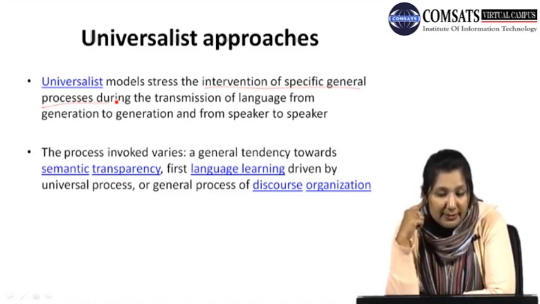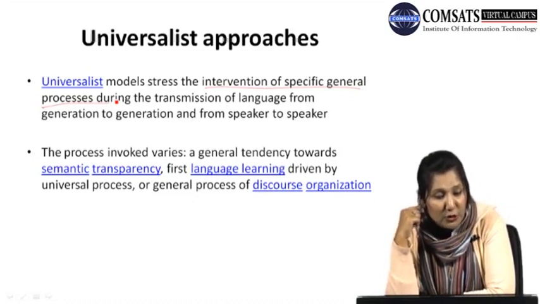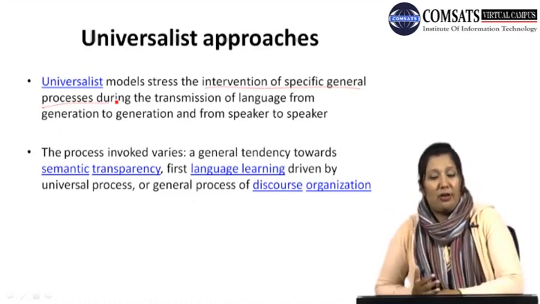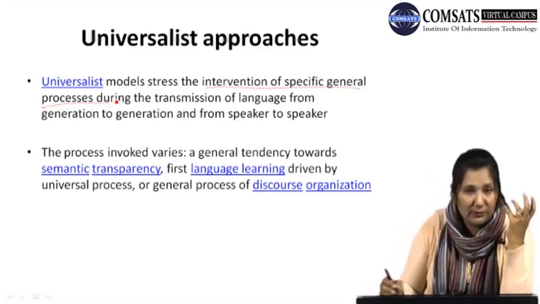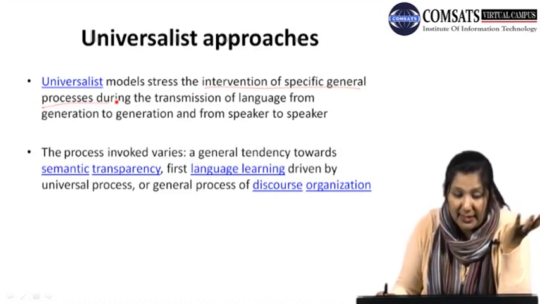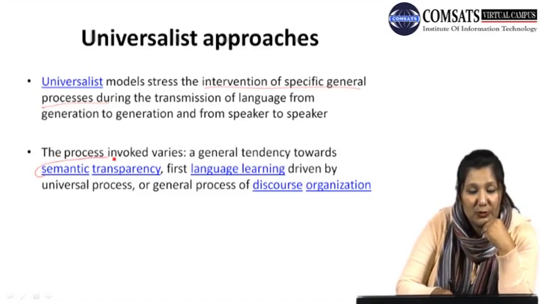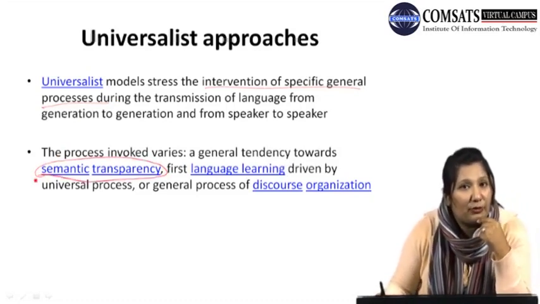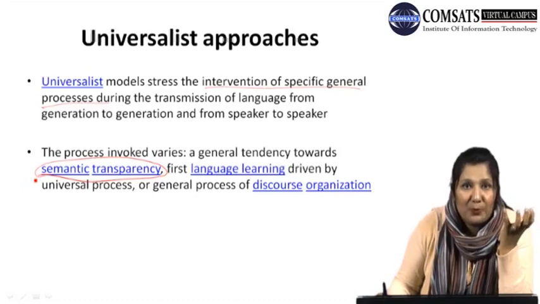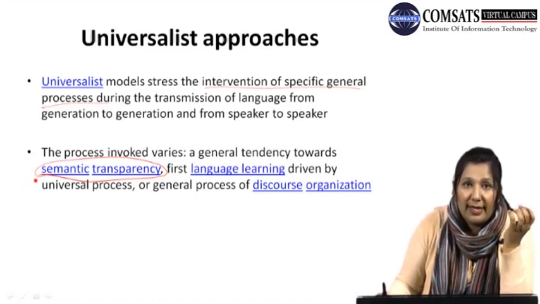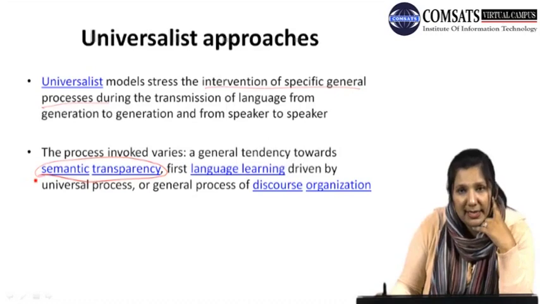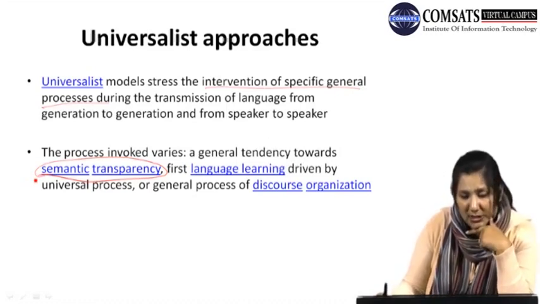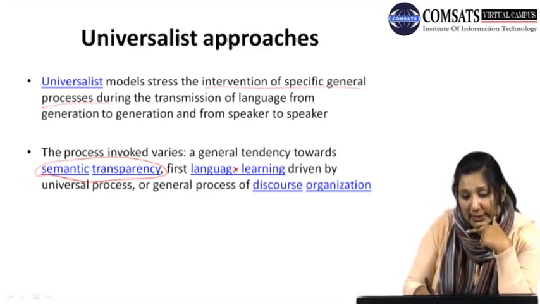The process invoked varies. A general tendency towards semantic transparency, first language learning driven by the universal processes or the general processes of discourse organization. Yes, the processes that are involved vary. What are they? There is a general tendency towards semantic transparency. What is semantic transparency? The transparency of the meanings, the understanding of the meanings by the same language users. Then first language learning, driven by the universal or general process of discourse organization.